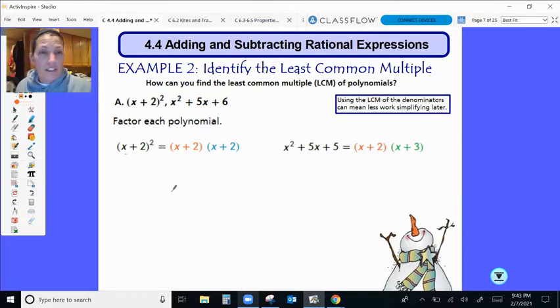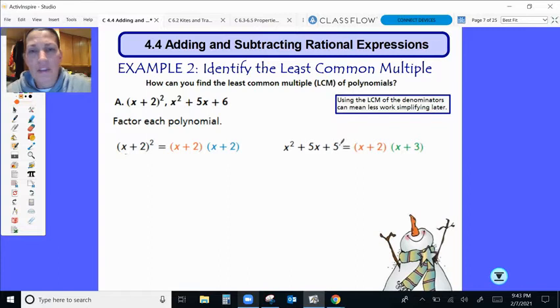So first we're going to practice finding least common multiples, and then we'll put it to use, okay? So find the least common multiple between x plus 2 squared and x squared plus 5x plus 6. First of all, what we do is we factor each polynomial. So x plus 2 squared becomes x plus 2 times x plus 2. X squared plus 5x plus 6 becomes x plus 2 times x plus 3.